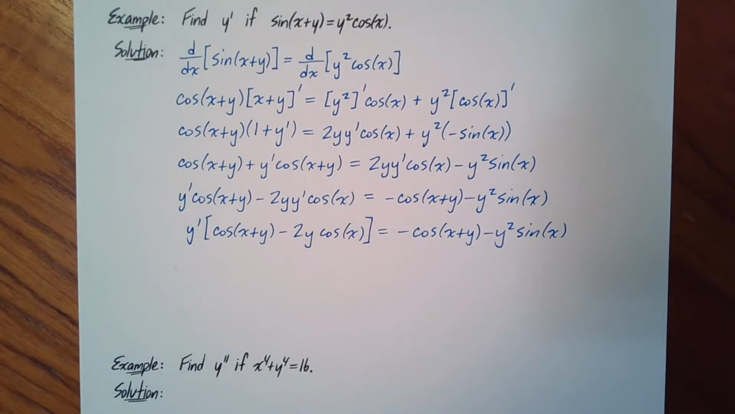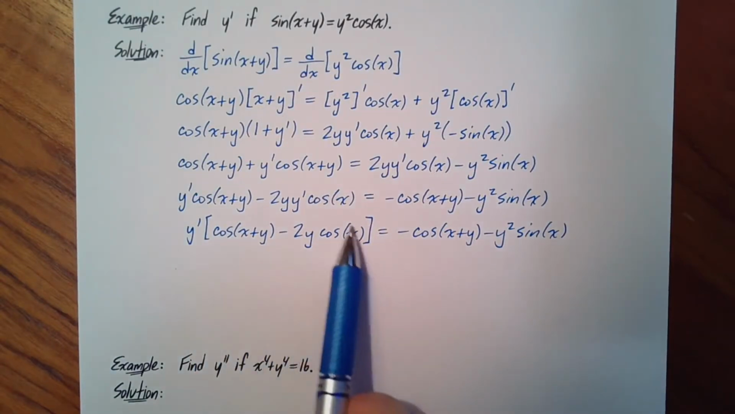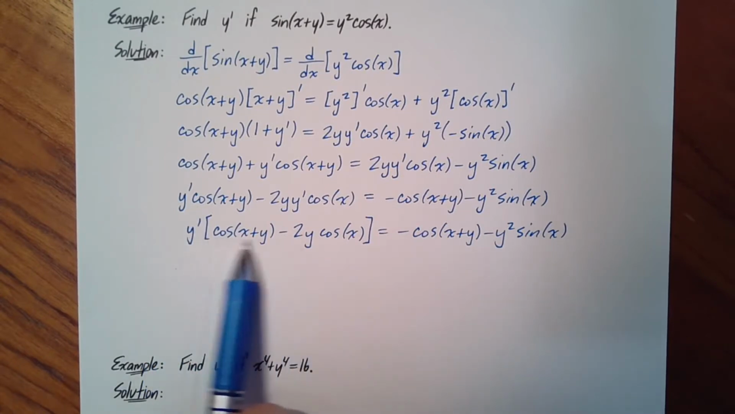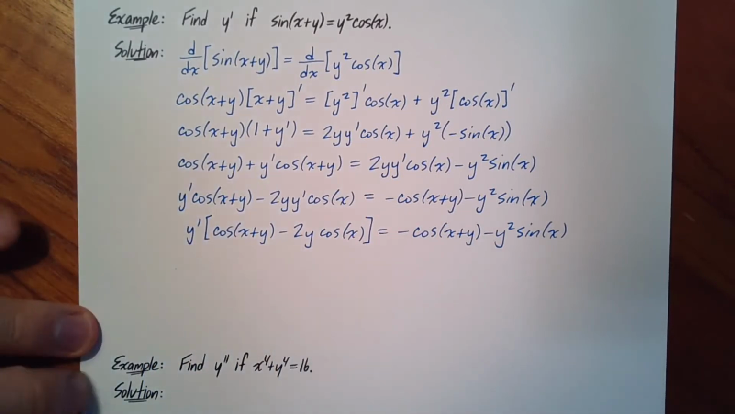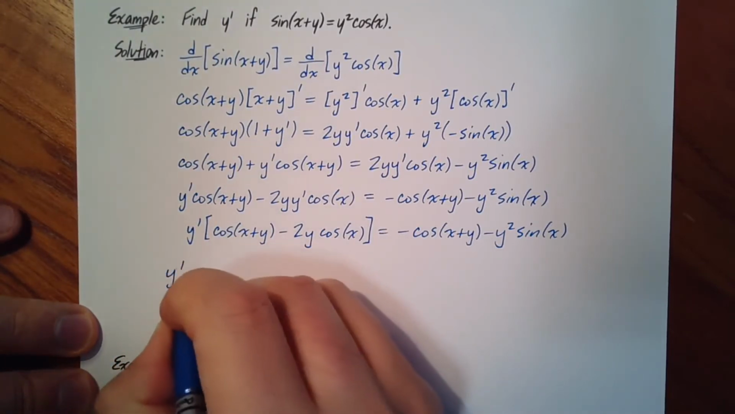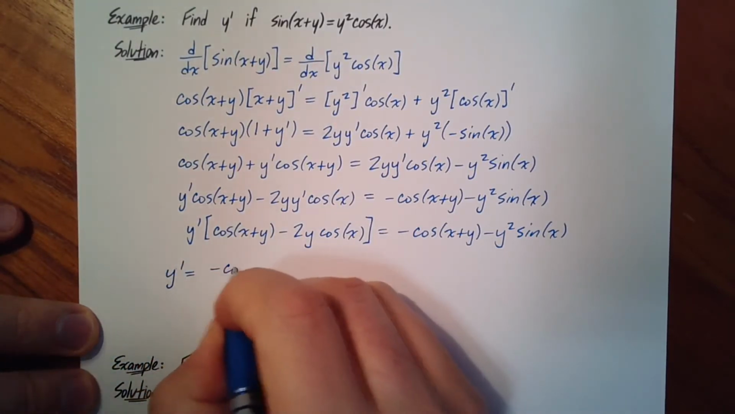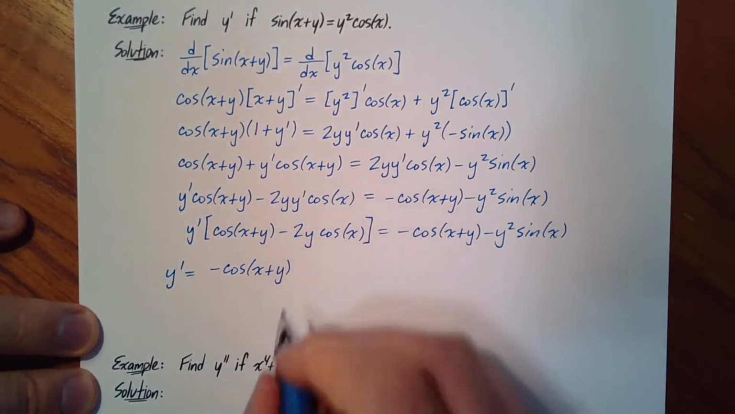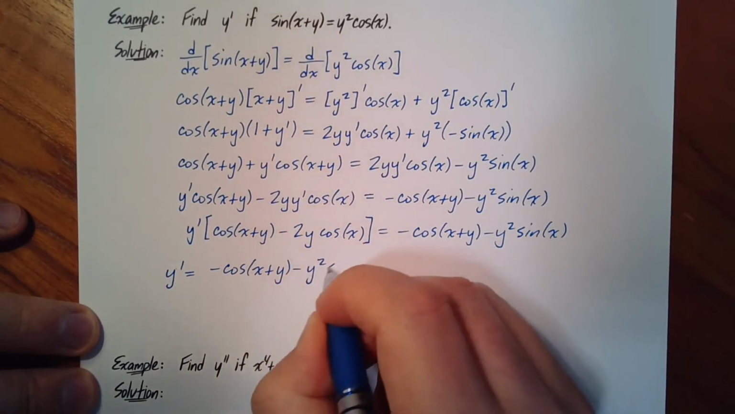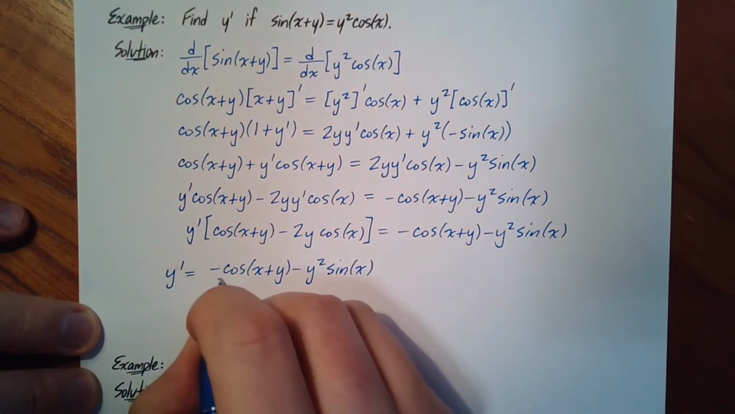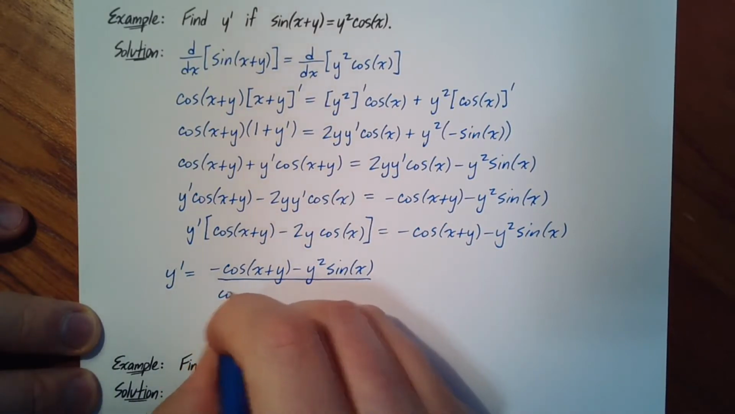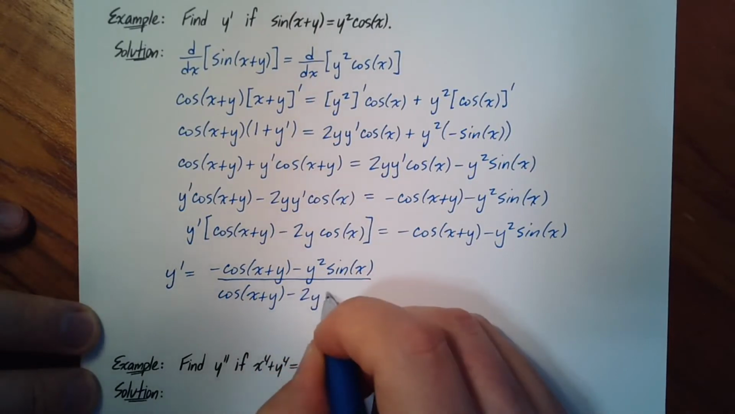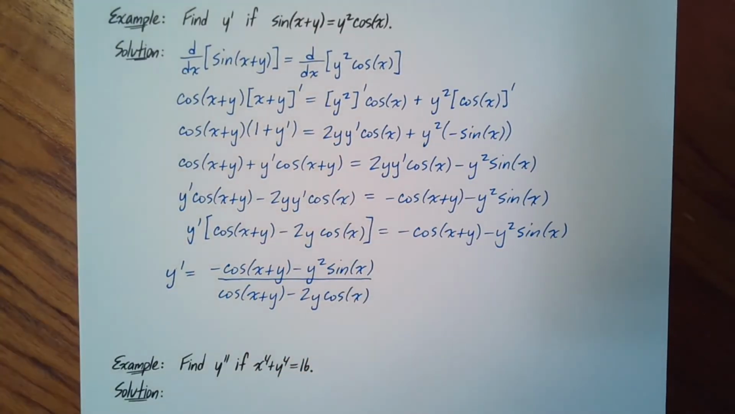So we're almost done. We just need to now divide both sides of the equation by everything in these square brackets. Right? We factored out the y prime. Now if we just divide this over to the other side, we'll have isolated y prime. So finally we can write y prime is equal to negative, this is the right-hand side of the equation, negative cosine of x plus y minus y squared sine of x, and that's all now going to be divided by cos of x plus y minus 2y cosine of x.